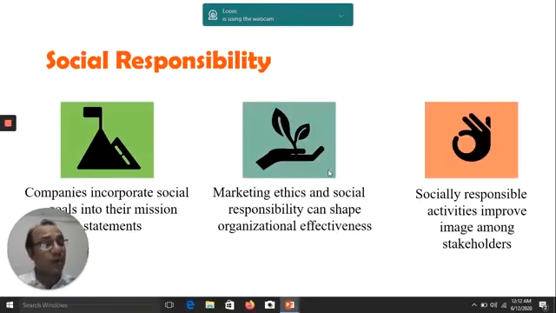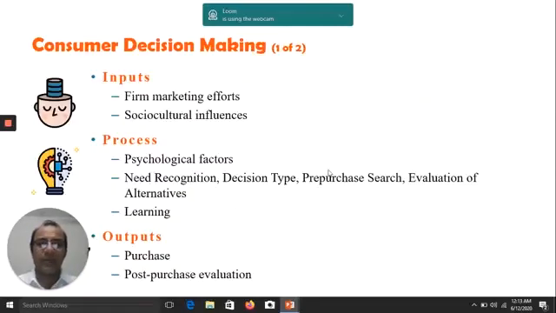As a marketer, so what do we need to do? Whenever we are making any marketing decisions, we'll have to make very enlightened decisions by which we can uphold the well-being of a society. And finally, decision making. In fact, it is a model of how we consumers make decisions and how consumer behavior as a whole works and functions.